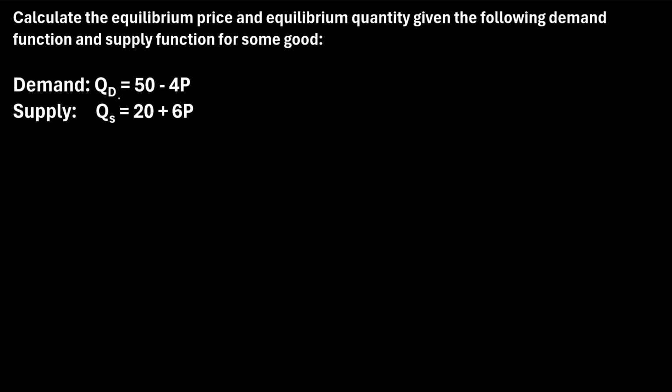So to figure that out, all you have to do is set these two equations equal to each other and solve for P. So here's how we can do that. We'll say 50 minus 4P, so this is the demand equation, set that equal to 20 plus 6P. So this is the supply equation. Now remember, we want to solve for P, so we want to get P all by itself. So to start with, we could add a 4P to both sides.